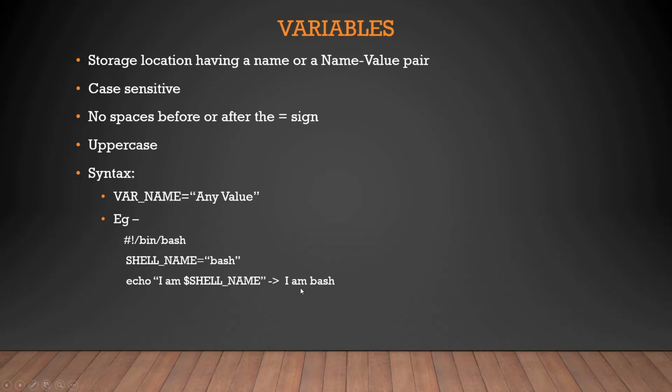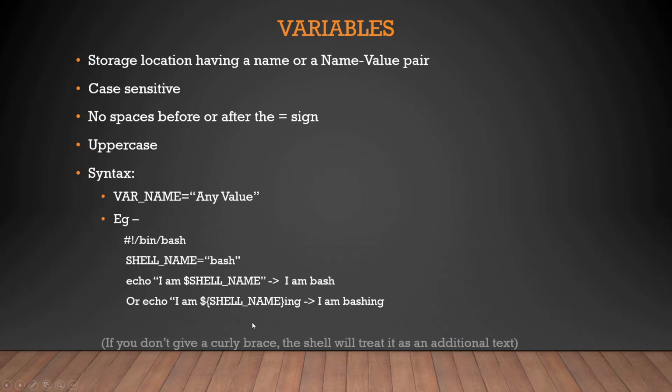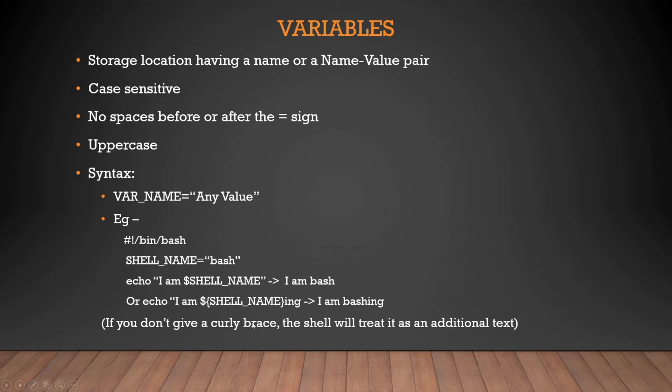But there is another way to do it. Now if you want to add a value after this bash, like ing, bashing, you can concatenate it through this method. So I am, give a $ sign, give a curly brace, in that write your shell name, which is your variable name, and then concatenate or add by just adding ing. And then it will print I am bashing. It will print I am bash, it will print I am bashing. So that's how you can add the value. If you don't give a curly brace, the shell will treat it as additional text. So you have to do that.